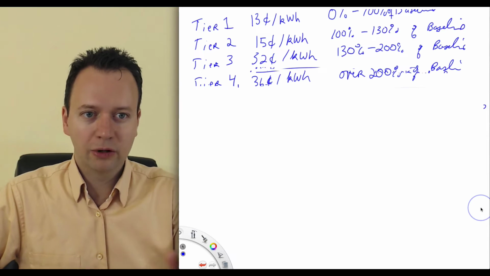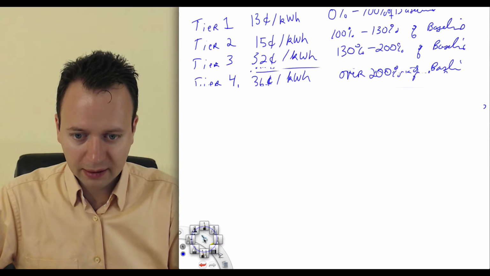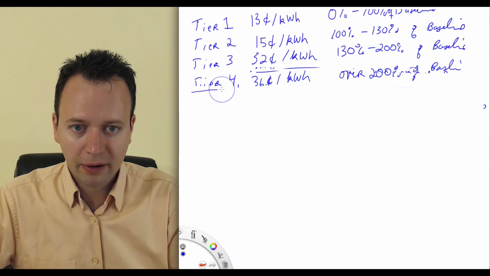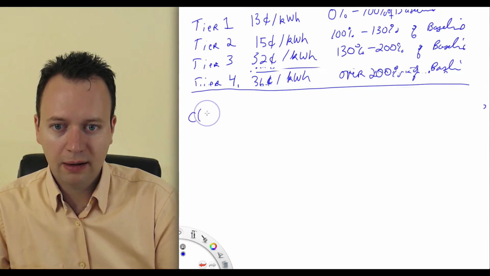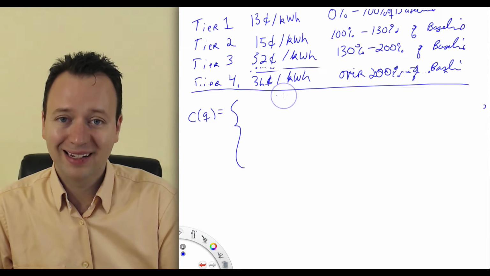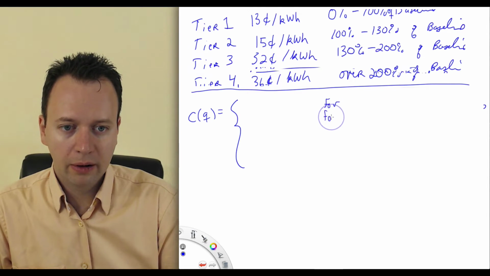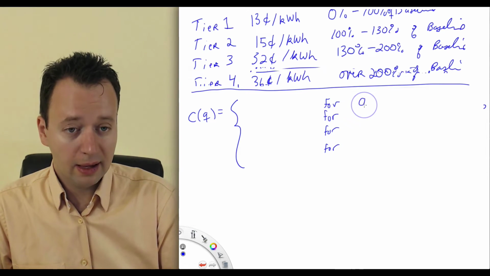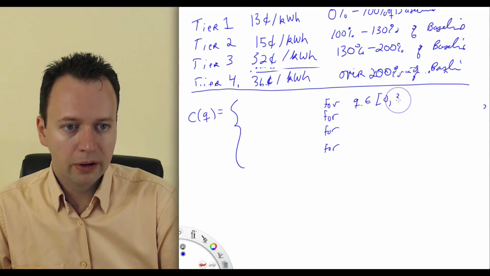Okay, so we get 0 to 100, 100 to 130, 130 to 200, over 200. That's up there. A little more space. Let's not delete that. Let's keep that stuff up there. Okay, so first of all, we're going to write our function, C of Q. First of all, we're going to need to figure out the 4 formulas, and then also our 4 intervals. So the baseline is 330 kilowatt hours. So the first formula is going to be valid for Q on 0 to 330.